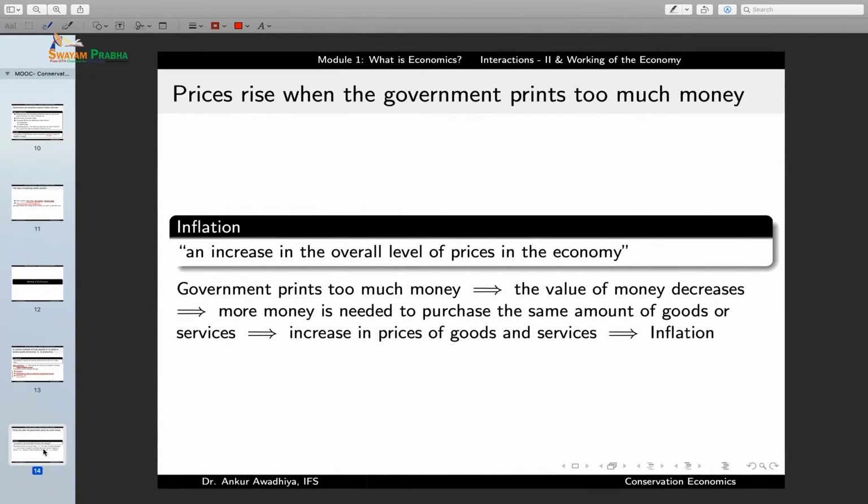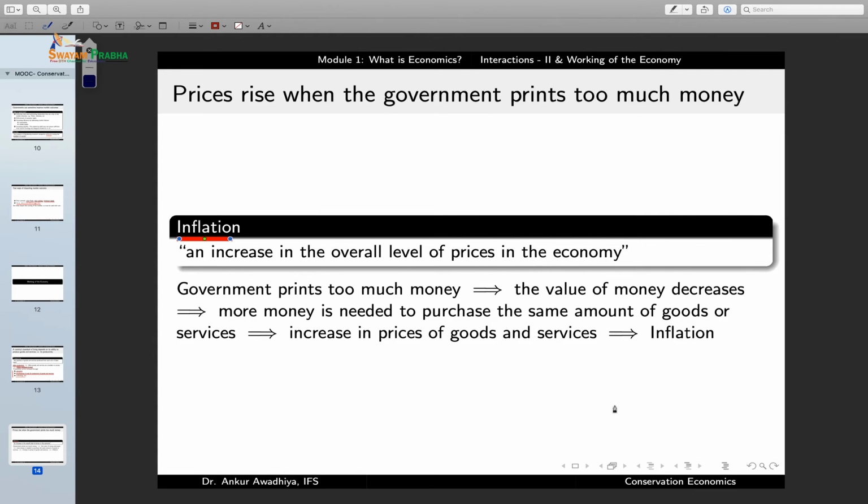Now, another principle of economics is that prices rise when the government prints too much money. So, the rise in prices is known as inflation. Inflation is an increase in the overall level of prices in the economy.